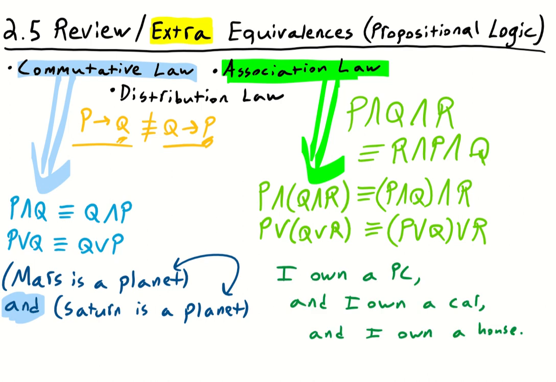For example, I own a PC, and I own a car, and I own a house. Doesn't matter where I put the parentheses. There's no logical superiority or ordinal ranking whatsoever. They're all on par. So I can put parentheses with I own a PC and I own a car, or with I own a car and I own a house. Doesn't matter. However, sometimes it is necessary to resort to the association law in complicated proofs, where you have to change the parenthetical groupings. That does occur.